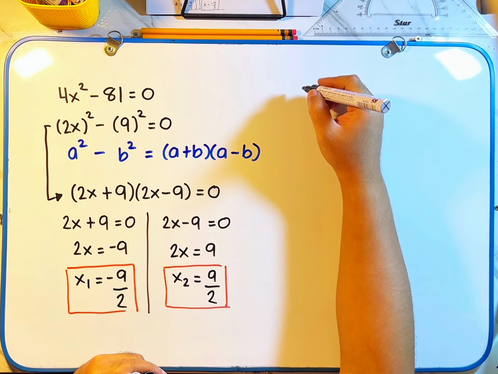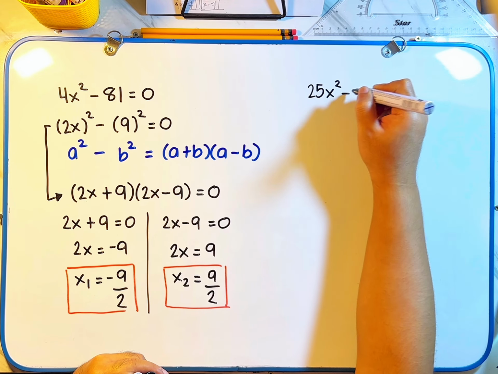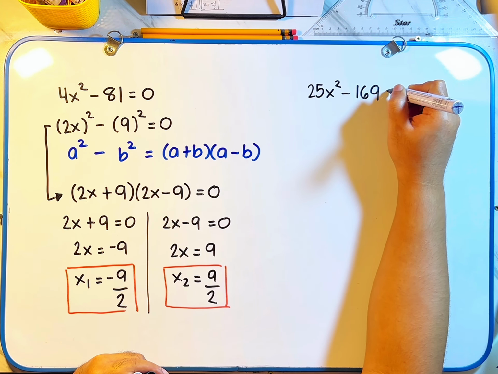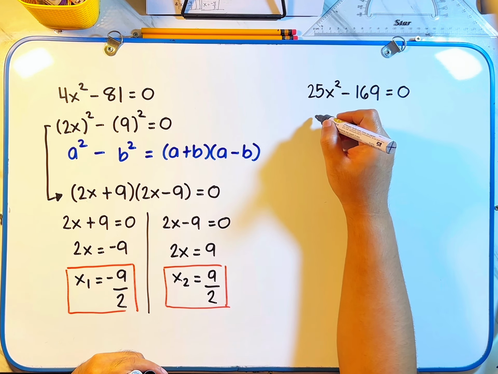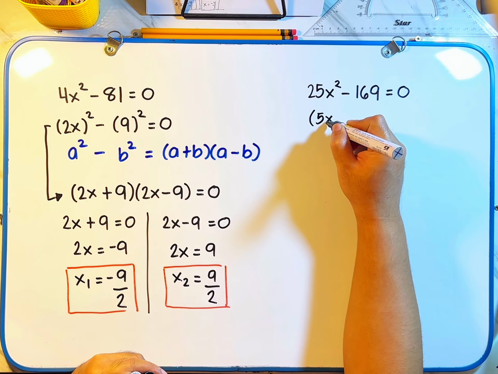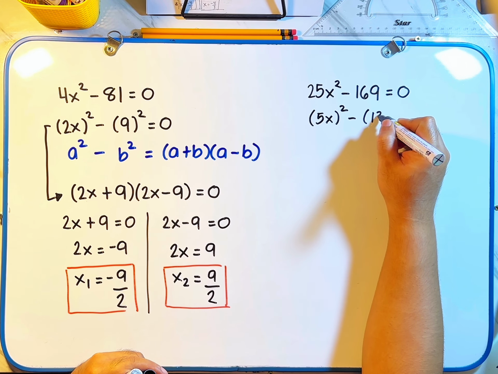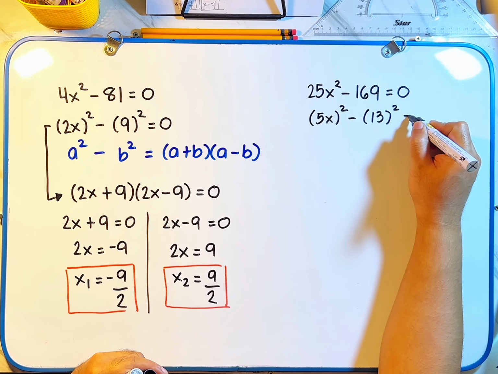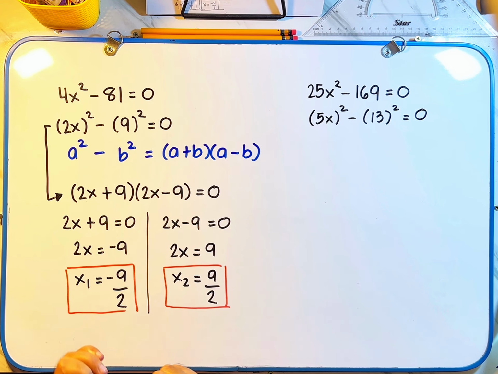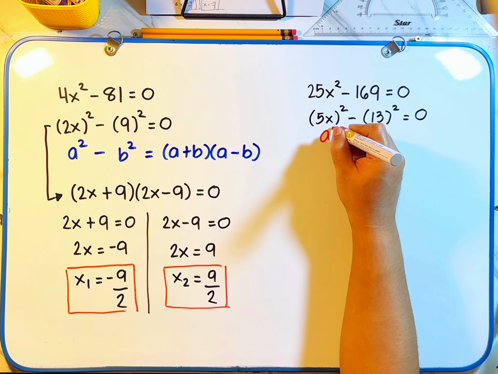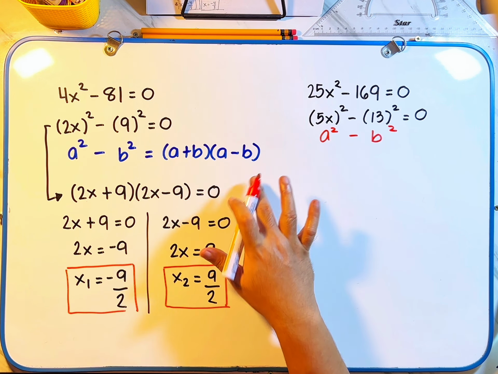Let's try another one. Solve 25x squared minus 169 equals 0. Again, this is a difference of two squares. 25x squared is (5x) squared, while 169 is 13 squared, equals 0. Okay? Again, this is in the form of a squared minus b squared. And the factored form is this one.